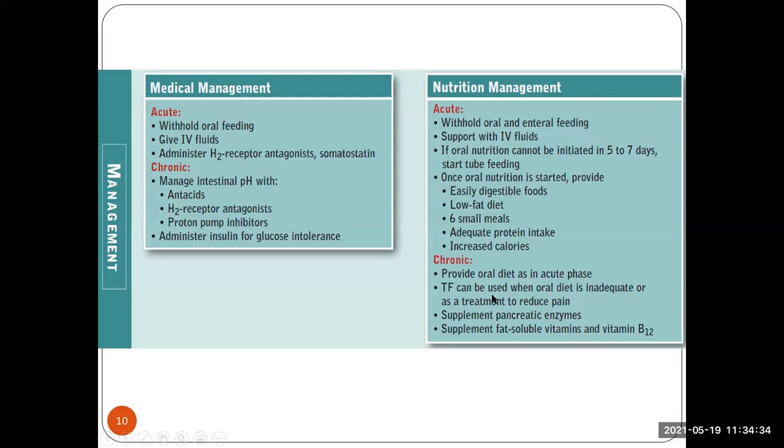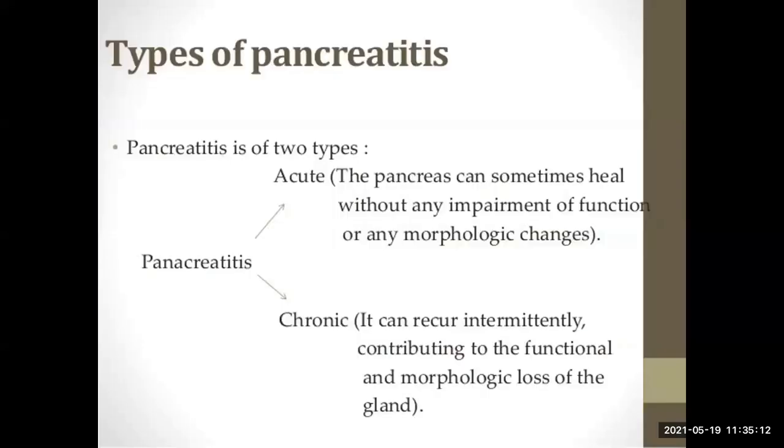Further, if this is inadequate, then medication should be given to reduce the pain, and the PERT technique can also be applied, in which we supplement the pancreatic enzymes, fat soluble vitamins and vitamin B12, especially fat soluble vitamins, because mainly the metabolism of fat is disturbed. So ultimately, fat soluble vitamins should be provided in the form of supplements.